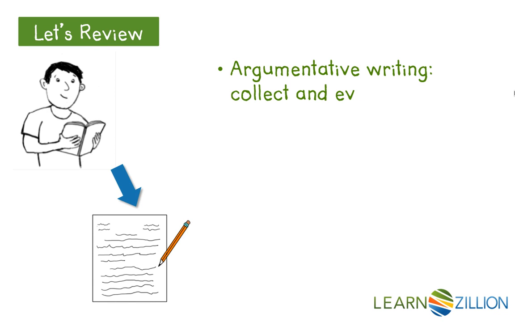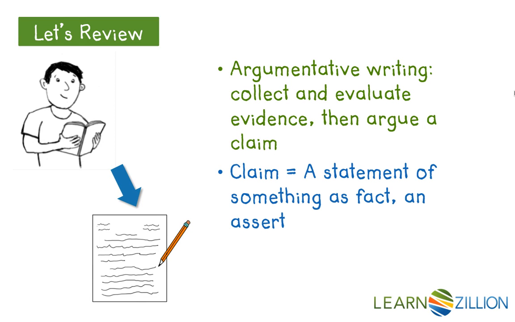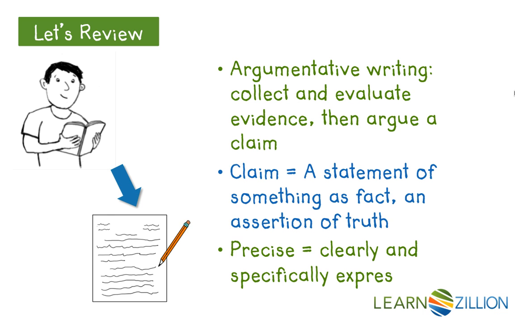Let's think then about argumentative writing. Let's remember that to write argumentatively is to collect and evaluate evidence and then to argue a claim. A claim is a statement of something as a fact, an assertion of truth. It's the main gist of your paper. And in order to make it precise, which you definitely want to do, you need to make sure that your claim is clearly and specifically expressed or defined.